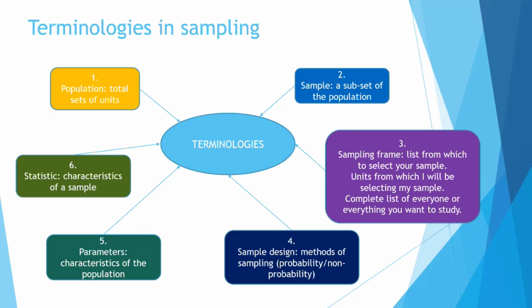But as sample is a subset of the population, we also need to understand the terminology we call sampling frame. In other words, by sampling frame, we are referring to the list from which to select your sample. Remember that. One, you have population. From the population, you take part of your population. We call it sample. Then from there, you need to talk about a sample frame.